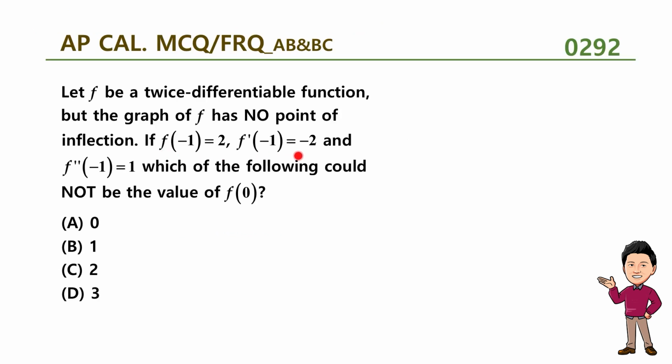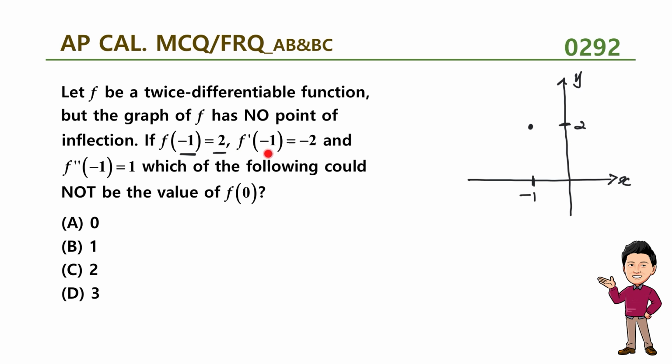Using this information, let's draw the graph of f roughly. Here we have the x-axis. Here we have the y-axis. Let's say this value is -1, this value is 2. So the graph passes through -1, 2, right?